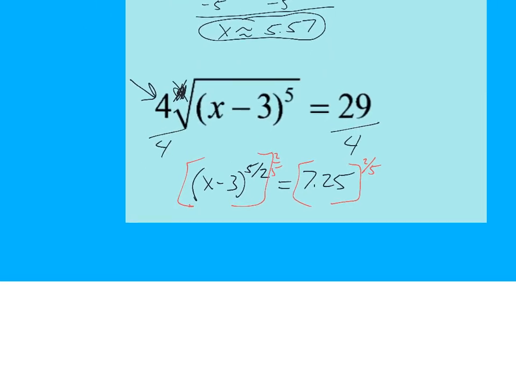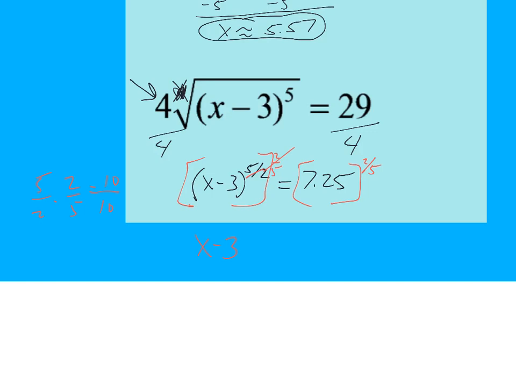As we had on the last example, a 2/5 and a 5 halves, there's an intentional reason we went to the 2/5 there, because 5/2 times 2/5 is simply 10/10, which is 1. So this is just x minus 3 on the left side. And then the right side is 7.25 raised to the 2 divided by 5, or 0.4. You could do either one.